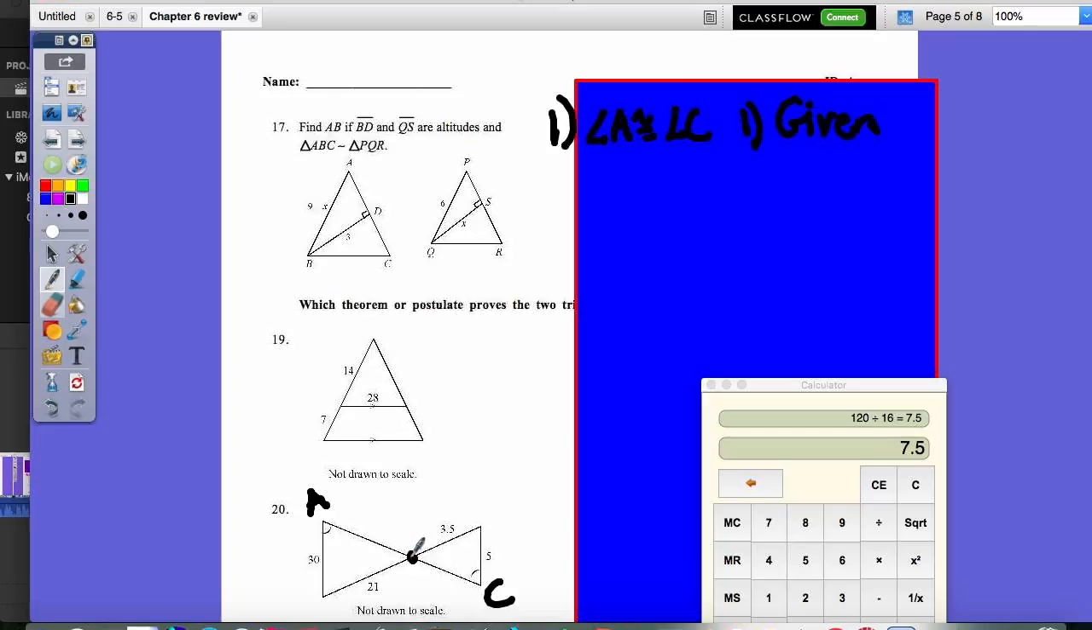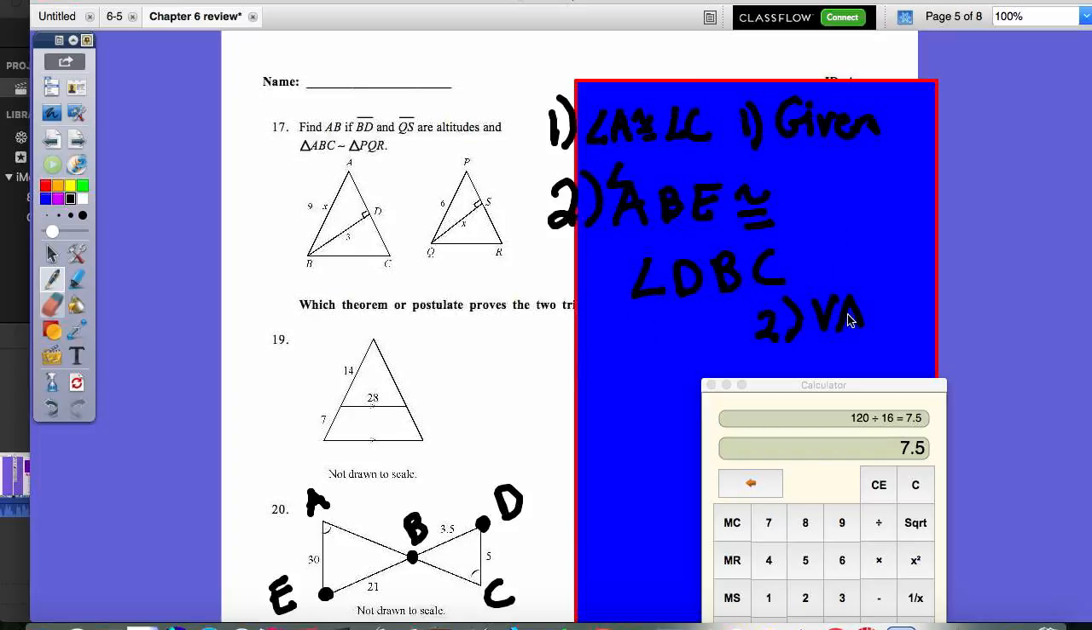I'm going to label this B. I'll label that D. I'll label that E. So I can write A, B, E. It should be angle ABE is congruent to angle DBC, and that's vertical angles congruence theorem.